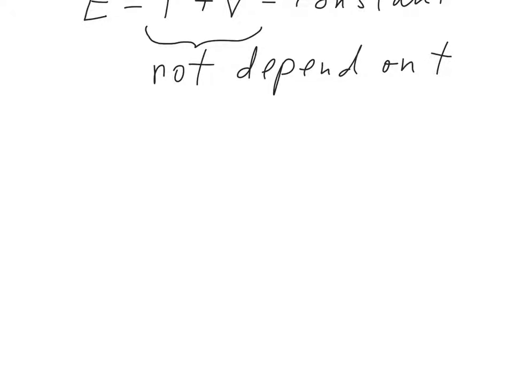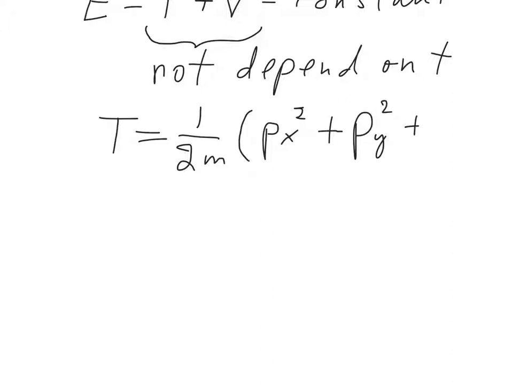In 3 dimensions, the total kinetic energy will come from motion in 3 directions. So we write in general, again we're going to use momentum as a variable, instead of just p squared over 2m, we will write 1 over 2m times px squared, which includes the kinetic energy due to motion in the x direction, plus py squared plus pz squared.